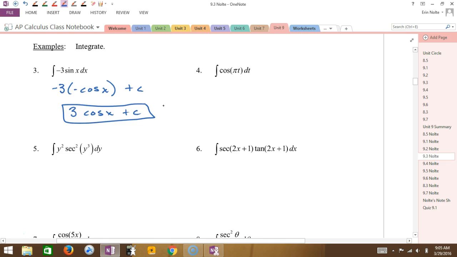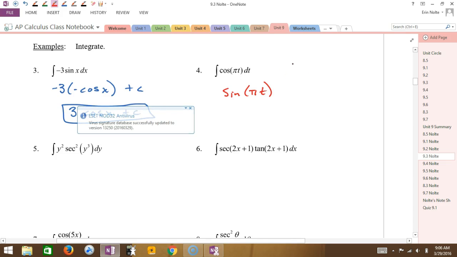Okay, which rule is number 4? Okay, so we got an integral of cosine, but this time I have a pi in there, so I'm going to divide by the hook-on factor. Okay, so what's the integral of cosine? Sine, so it's going to be the sine of pi t.